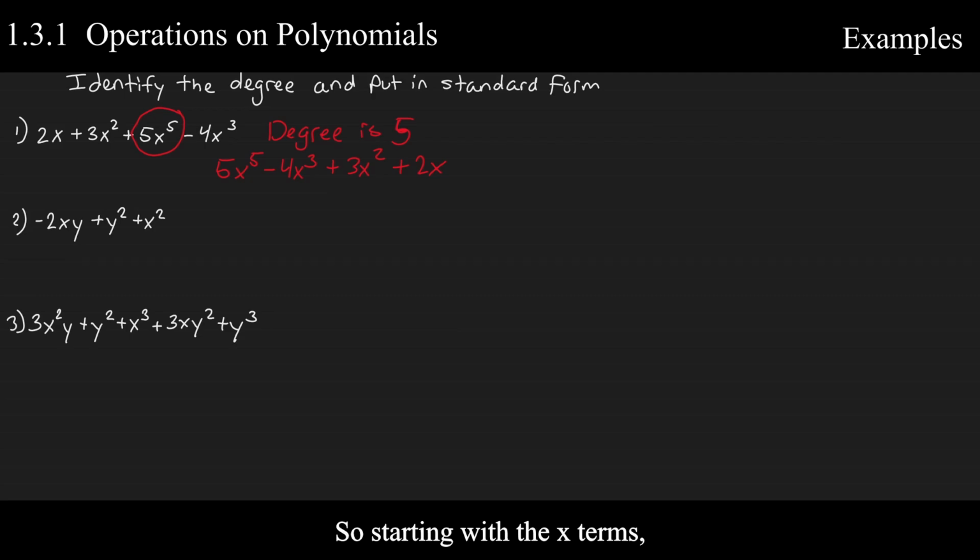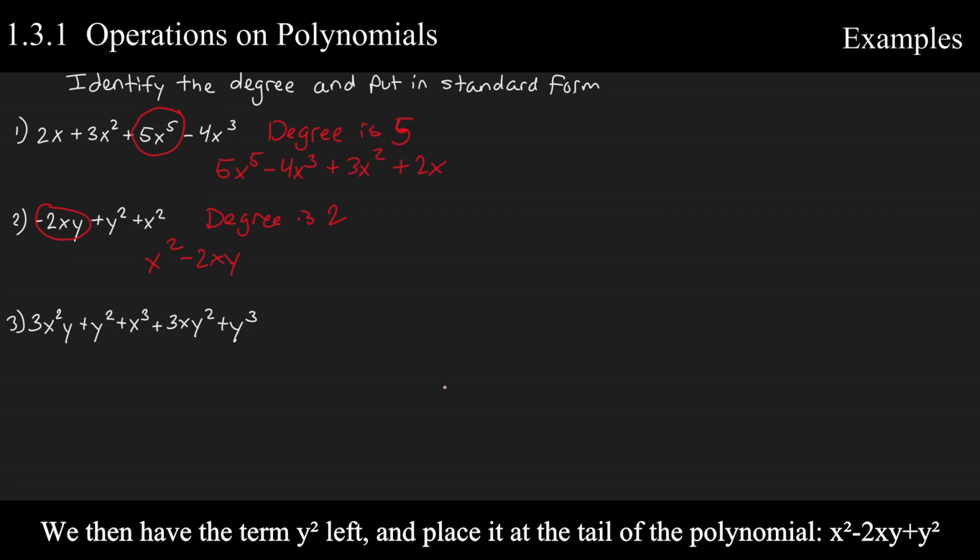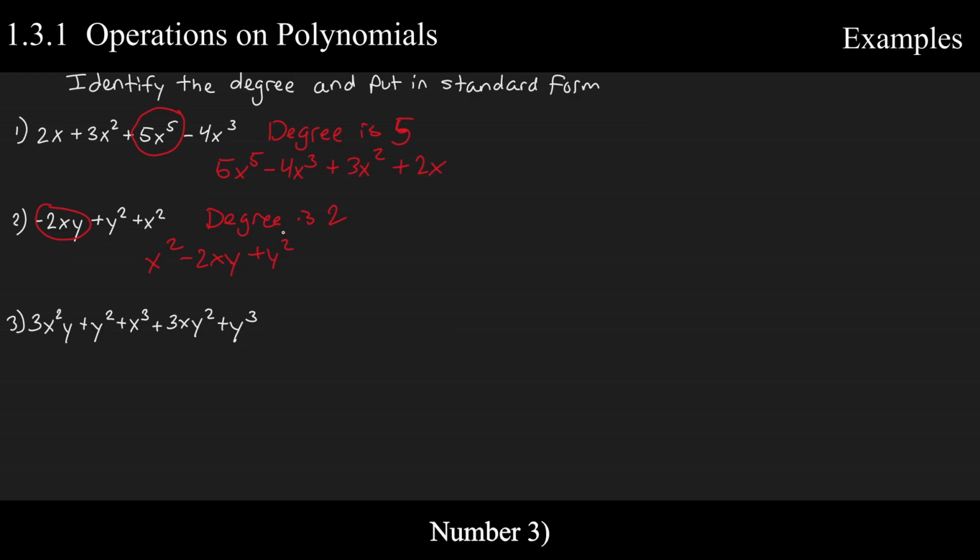So starting with the x terms, we see our degree is 2, so we want that term in front, x squared. We then have one more term in x, negative 2xy, but it's also in y. But the term is degree 1 in x, so we place it after the first term, minus 2xy. We then have the term y squared left, and place it at the tail of the polynomial, x squared minus 2xy plus y squared.